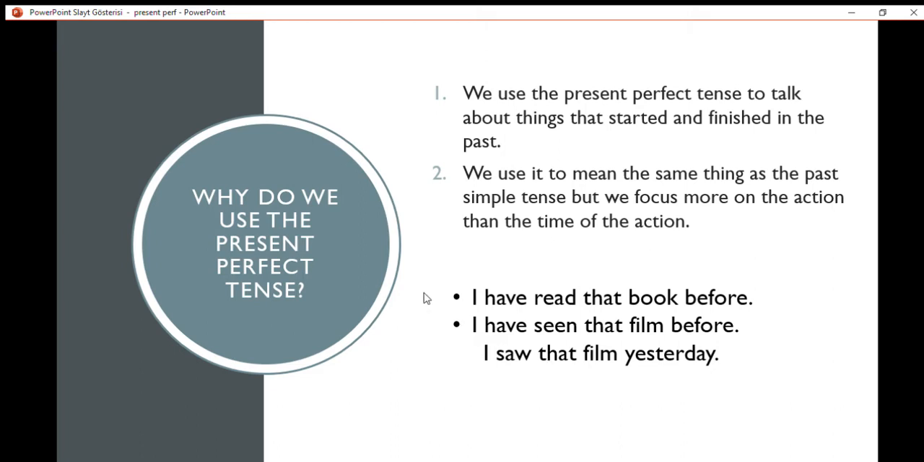And the second example is for the second explanation. It says, I've seen that film before. I saw that film yesterday. So I have seen that film before is present perfect tense. I saw that film yesterday is the past simple tense. Because we say the time in the sentence, it's clear, it's given in the sentence, and it's important, we use past simple. But I've seen that film before. When? I don't know. And it's not important. The important thing is that I know the film.